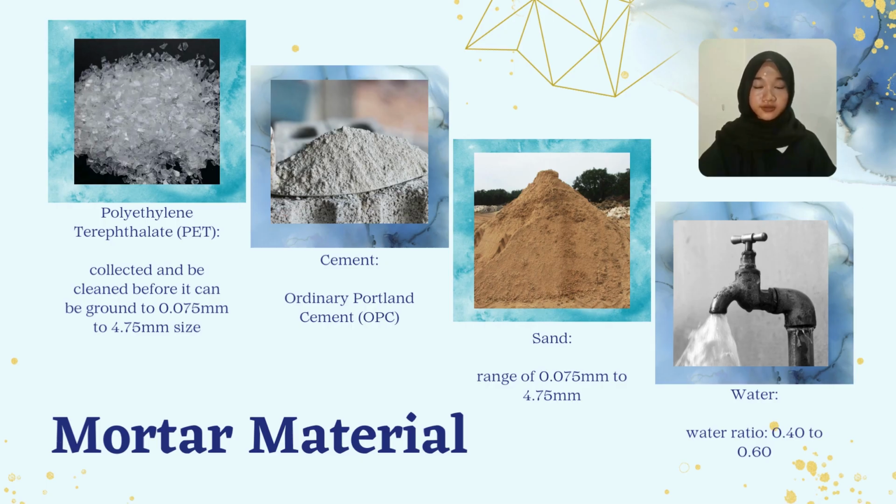For mortar material, first we use PET. We collect and clean it before it is ground to the same size range as sand. Second, we use cement, ordinary Portland cement (OPC). Third, we use sand with a range of 0.075 mm to 4.75 mm. And the last one, we use water with a water ratio of 0.4 to 0.6.